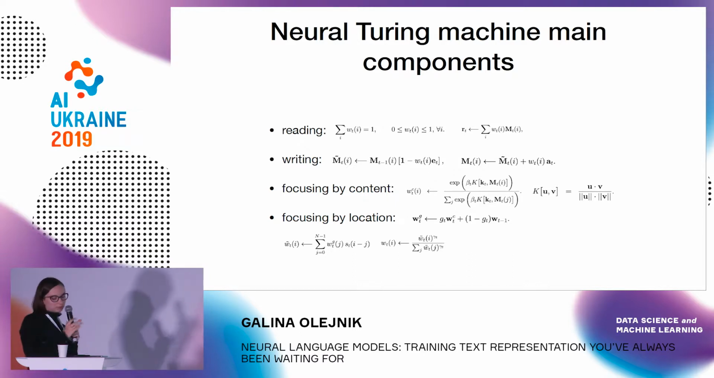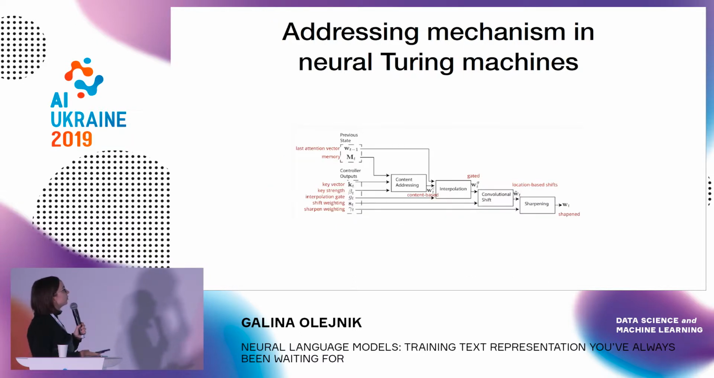And also, I'd like to show the general architecture. We have three more things here: interpolation, shift weighting, and sharpen weighting. I won't be focusing on the details of how all of these things work. From a mathematical point of view, it is a pretty simple thing.